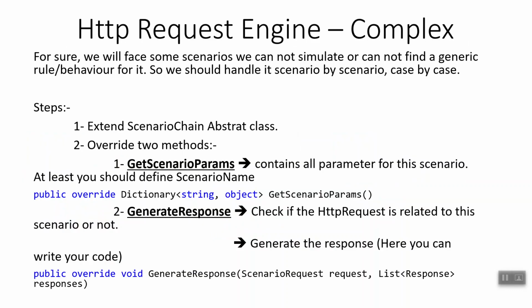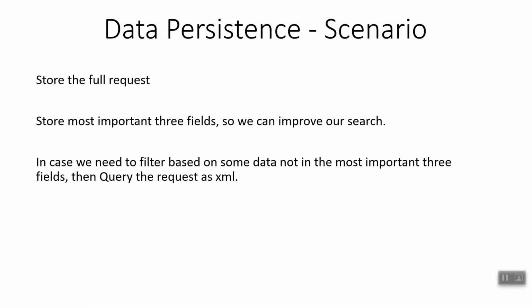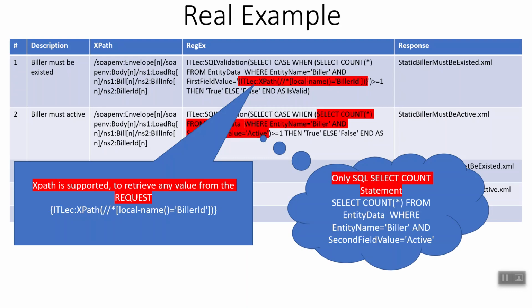At the end of the day, if we have something complex, I will go and implement this scenario chain as an abstract class. We spoke about it, and we will have to override two methods. First, get scenario param, and second, generate response. Okay, this is data persistence. Here's the real example. We'll have a look in our demo.